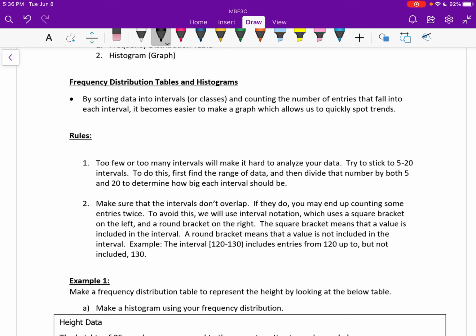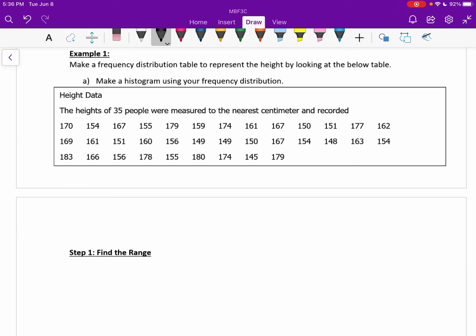Okay, so let's make a frequency distribution table to represent the height by looking at the table below. We have this height data, and the first thing we want to do is make a histogram. The first step is to find the range, from the lowest to the highest. The range you can find by taking the highest number and subtracting the lowest number from it.